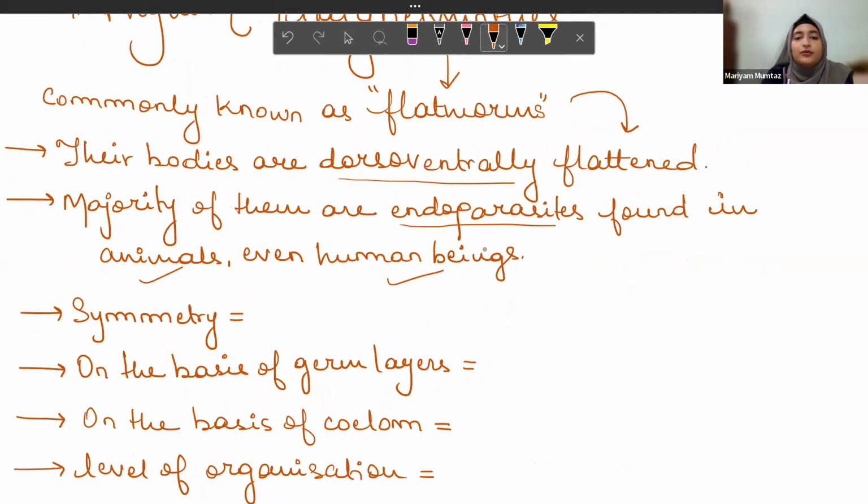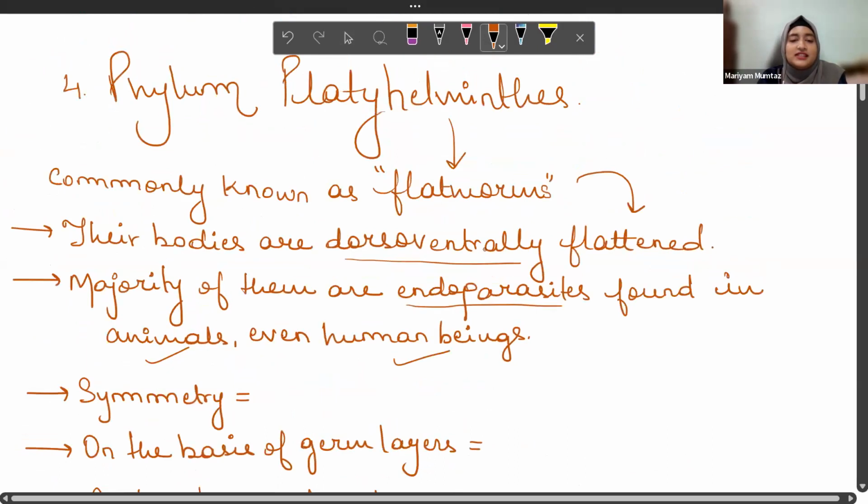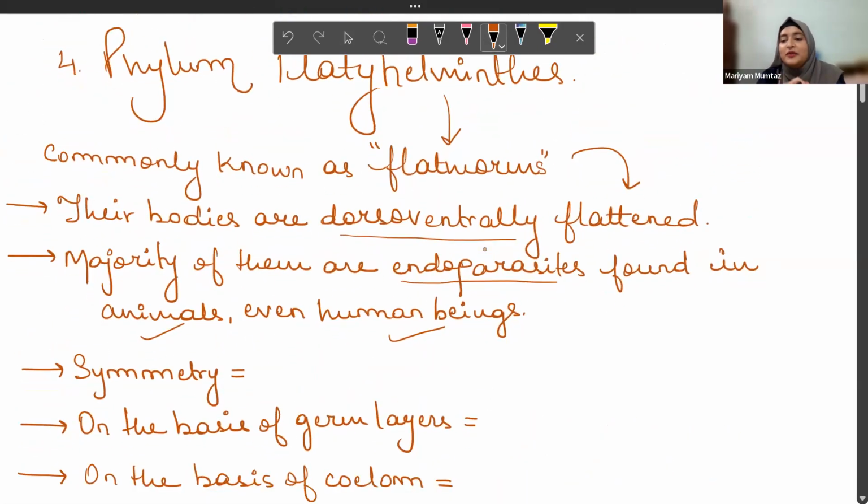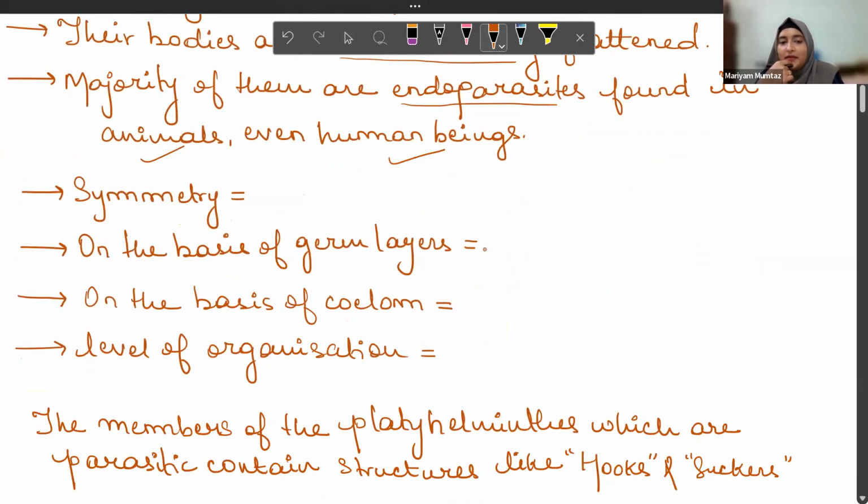Now, let us talk about the symmetry. This is why I asked you to revise the chapter, because do you remember there was a chart given wherein everything about the phylum was there? Now, don't turn to that page. Do you remember what the body symmetry of Platyhelminthes was? Try to answer it on your own. Is it bilateral? Yes, very good. Symmetry is bilateral.